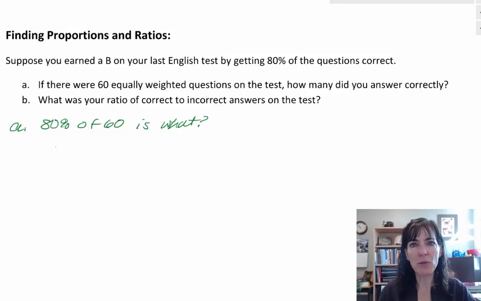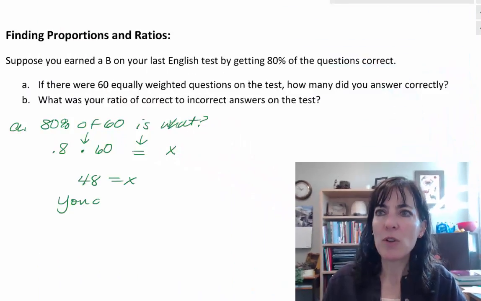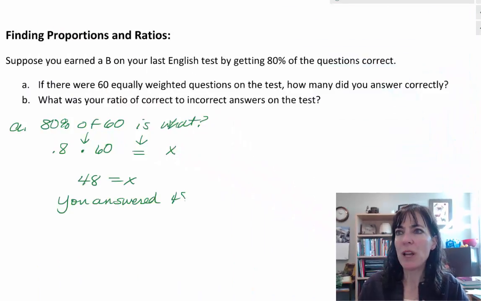So for part A, we want to know 80% of 60 is what number? And so I can convert 80% to a decimal, or I could use my percent button on the calculator. Either way, I should get 0.8. Remember, we're going to convert "of" to times, and then 60, and then "is" we're going to convert to equals, and x for the "what number" because we don't know. So 0.8 times 60 is what I'm after, or I can put in 80% times 60, and I get 48. So the answer would be you answered 48 out of 60 questions correctly.